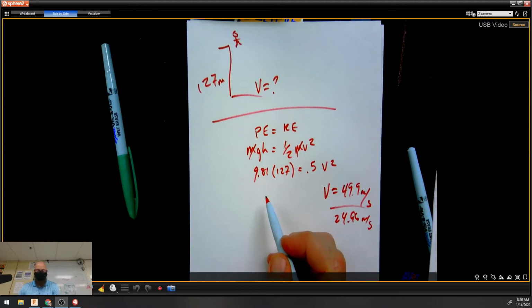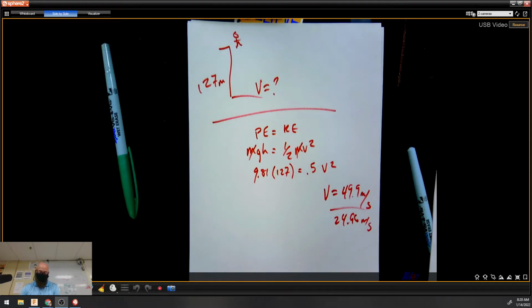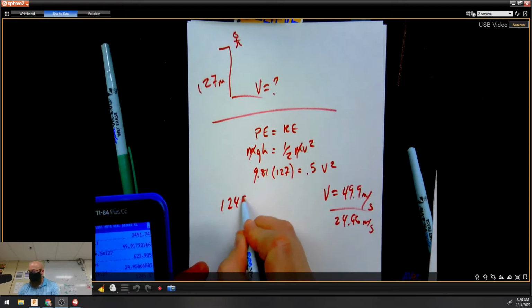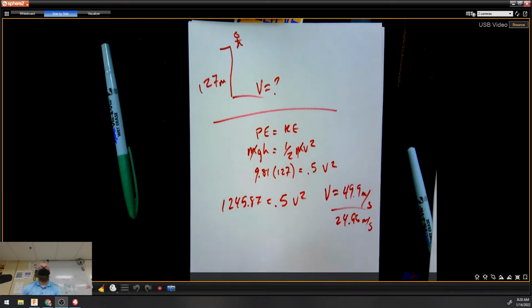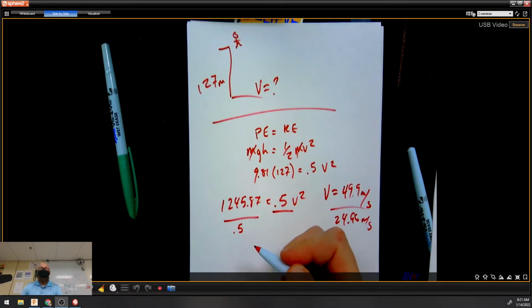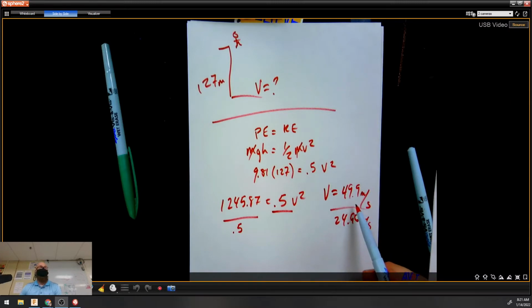9.81 times 127 equals 1245.87 equals 0.5 v squared, yes? What do we have to do with the 0.5? Divide both sides by 0.5. If you divide by 0.5 and then take the square root, you should get 49.9. That is the correct mathematical way to do that.